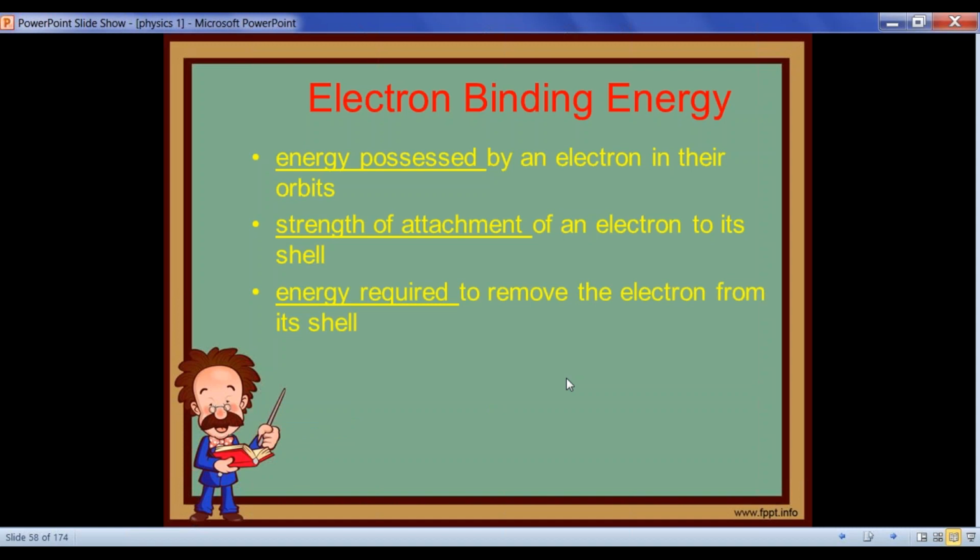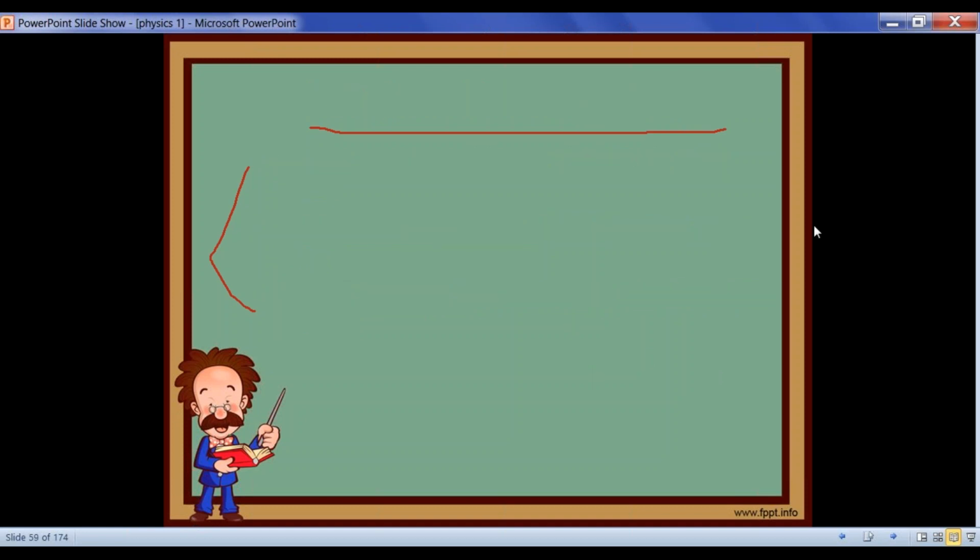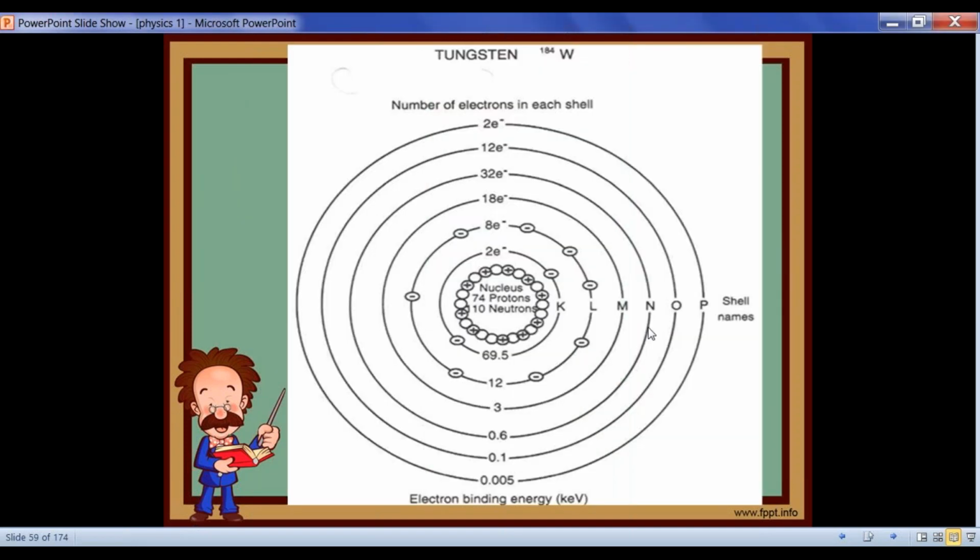And also it is defined as the energy required to remove the electron from its shell. So sa board exam po, either po sa tatlong ito yung definition po ng electron binding energy. So usually the same words po siya. So, energy required to remove the electron from its shell. So, ito din po yung energy na kailangan para ma-remove po yung electron na yan sa kanyang shell. To make it more clear, ito po yung ating explanation niya.